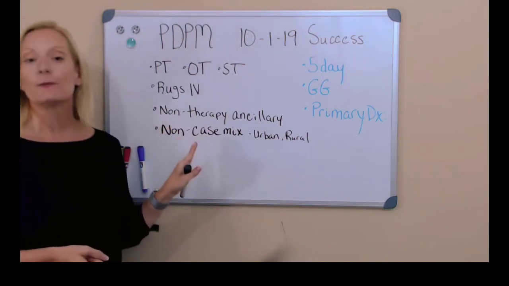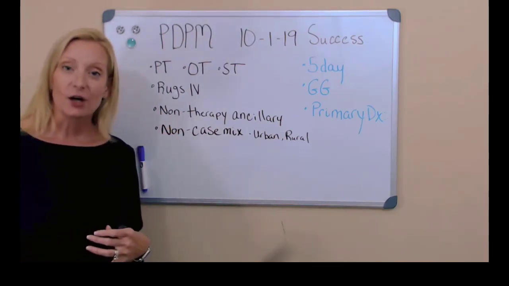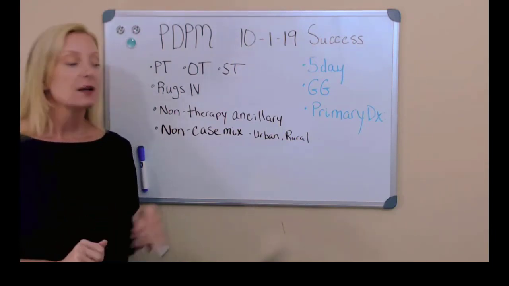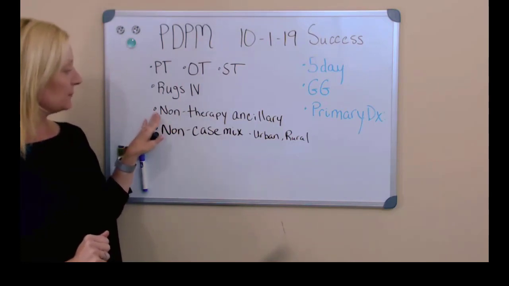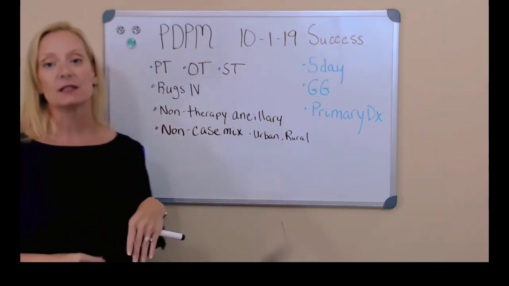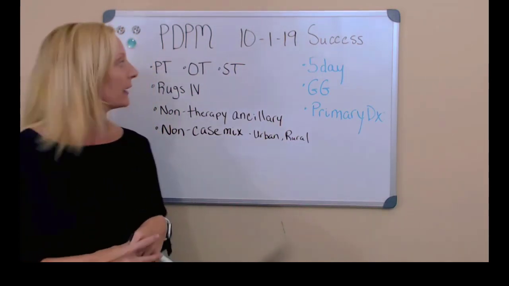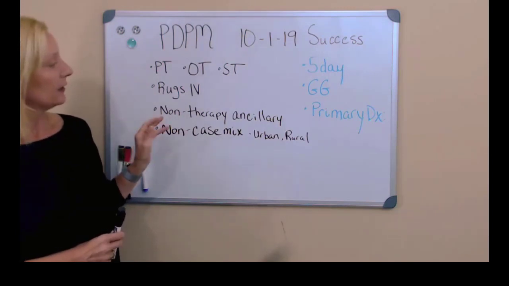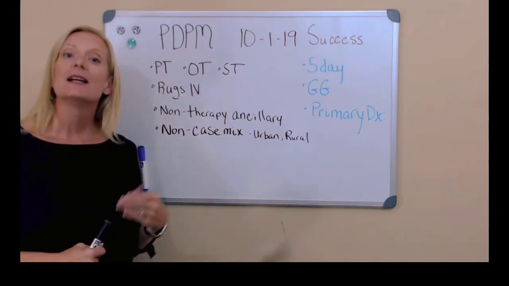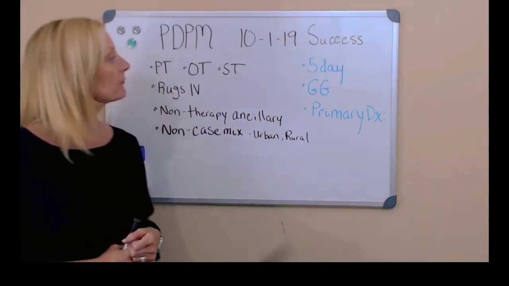The non-therapy ancillary, this is going to be items such as the ICD-10 coding. We've got services that nursing already provides. Those services are wrapped up into this non-therapy ancillary. And then we have the non-case mix, the urban, the rural rates based on where your facility is located. So those are the areas that the patient-driven payment model looks at and are going to analyze and give you your Medicare Part A rate.